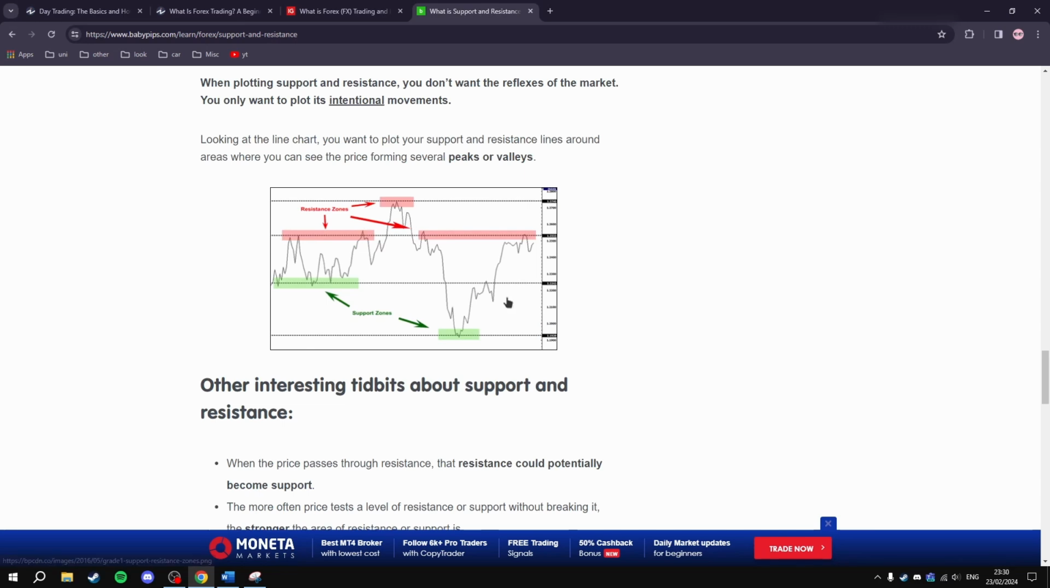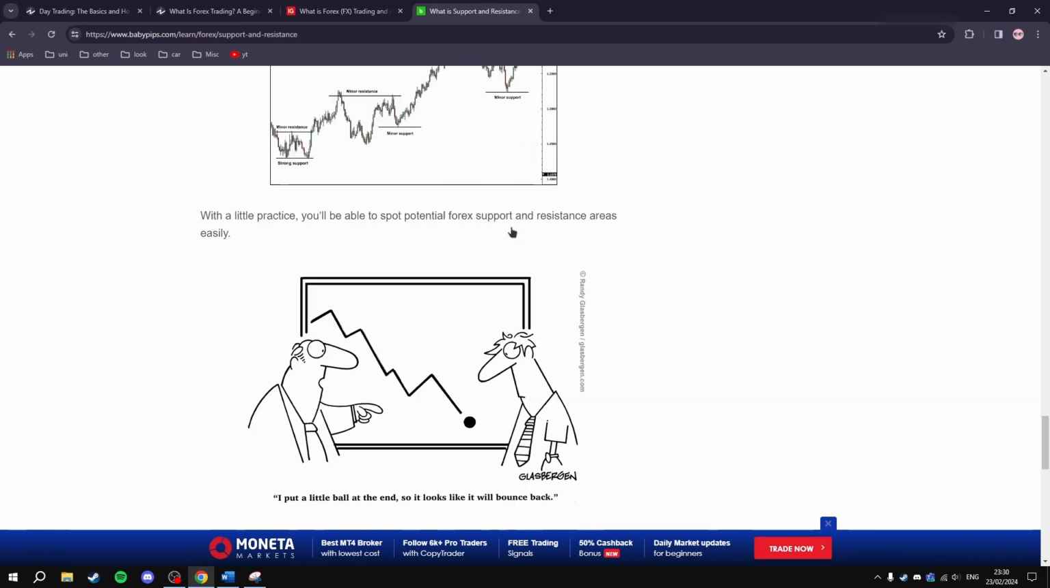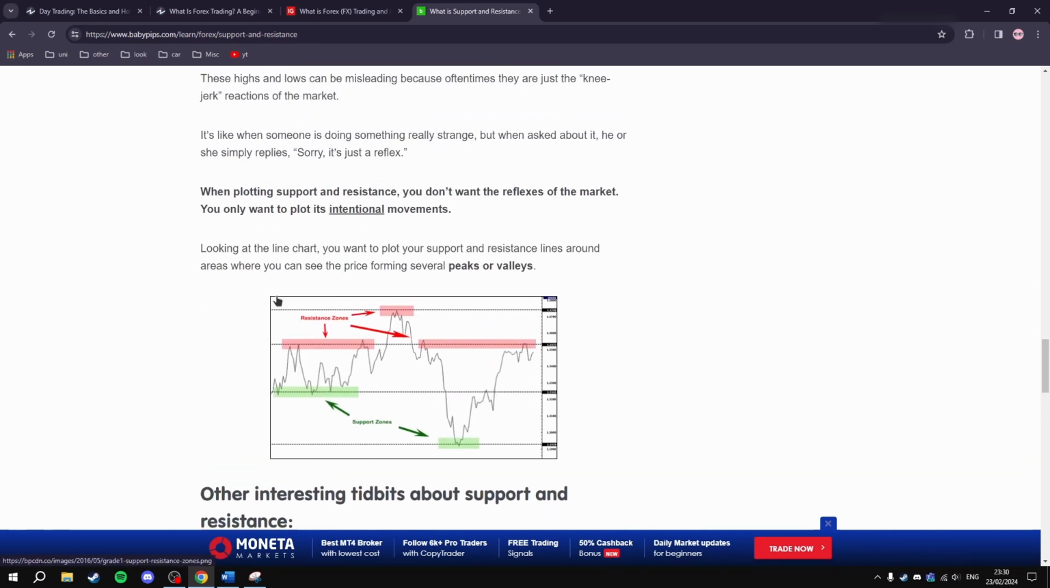Looking at the line chart, you want to plot your support and resistance lines around areas where you can see the price forming several peaks or valleys. Support zones. Resistance zones.